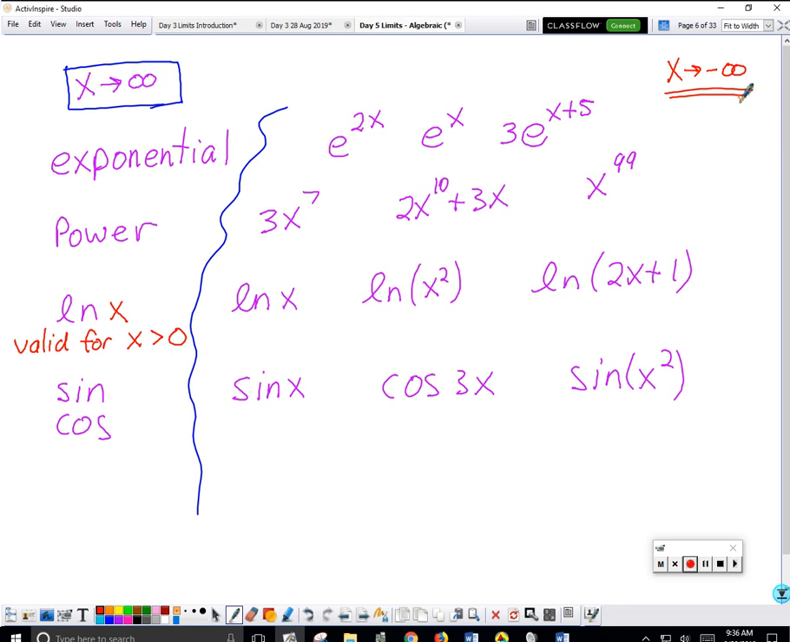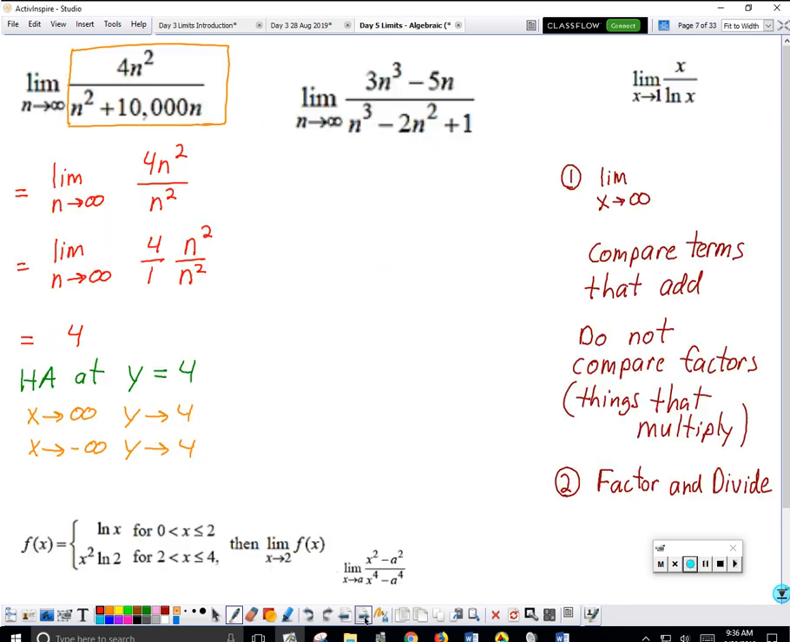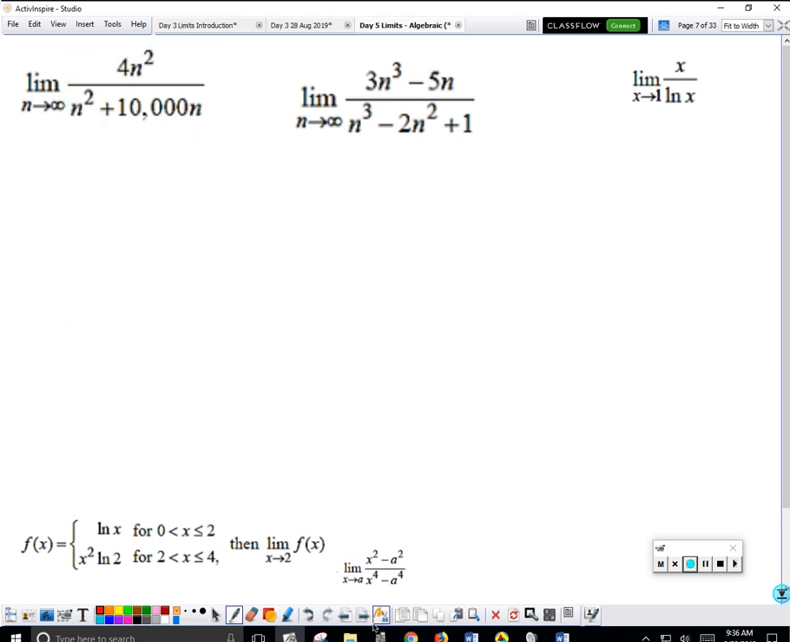Follow-up questions from anyone? Awesome. Okay, examples for the homework tonight. I was going to start with this one right here. So write down this right here, please.